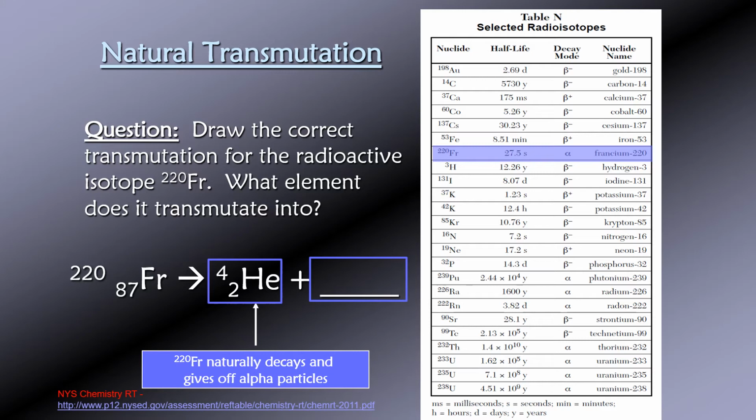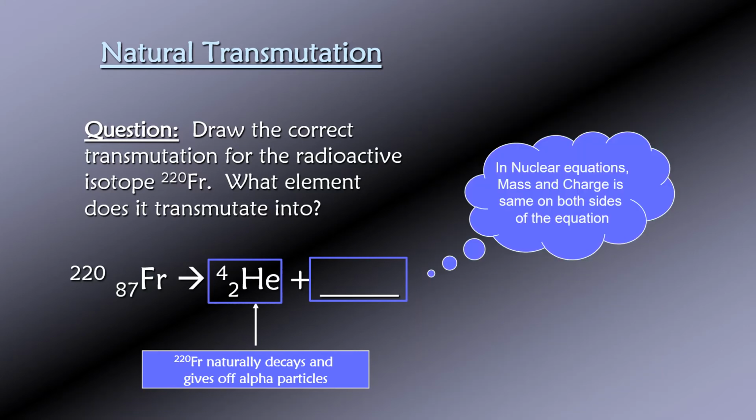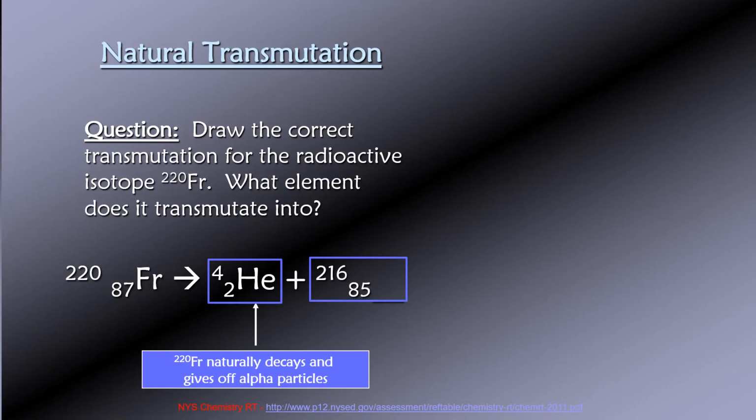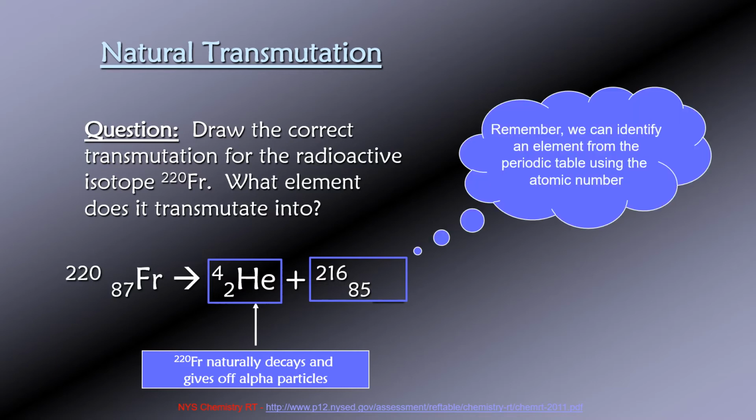So to figure out the mass and the charge of this unknown thing, we can just do the subtraction. So we'll do 220 minus 4, which will give us a mass of 216 for this missing product. And then for the charge, we'll do 87 minus 2, which will give us 85 as the charge of this missing product. Now remember, we also have to identify this element. Okay, we can't just leave it like mass and the charge. We have to tell what this element is.